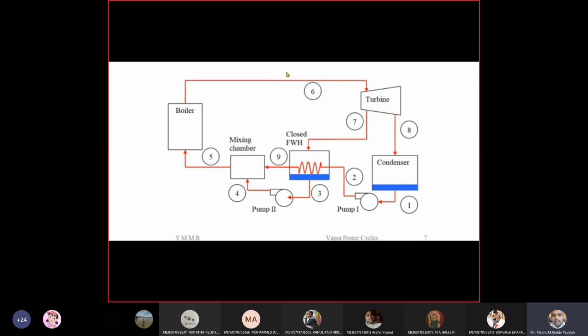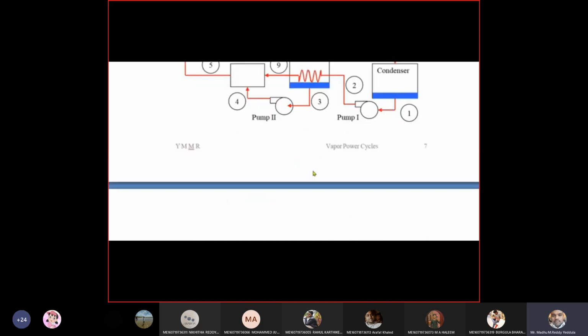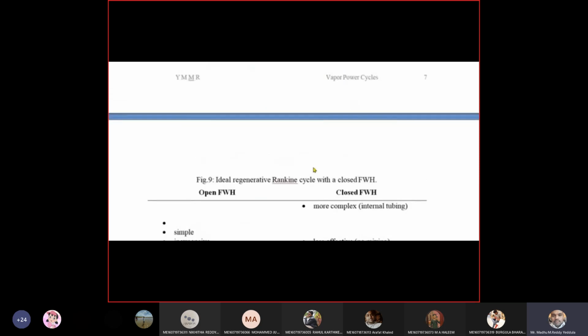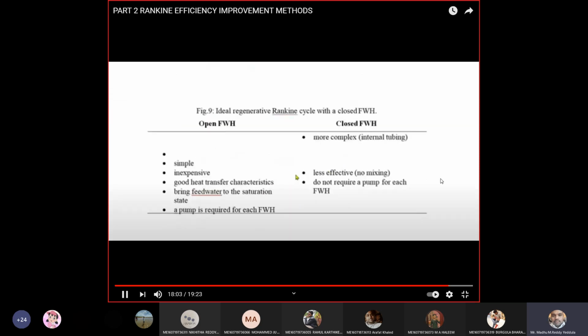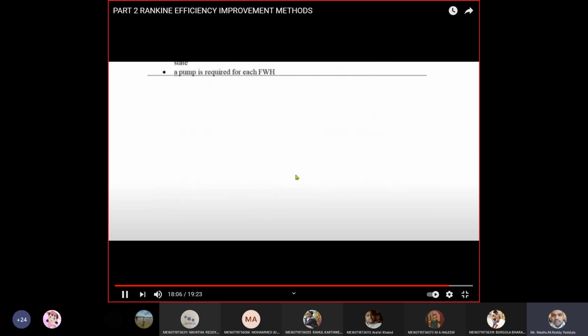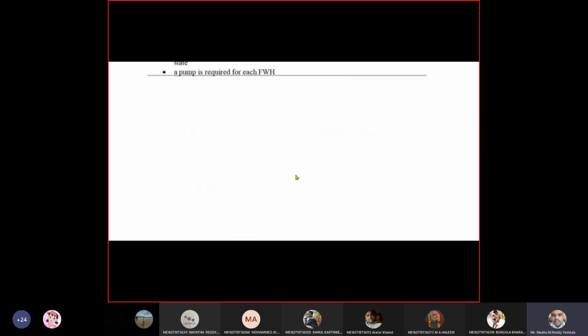The difference between open and closed is, in open type we are mixing steam and feed water directly. In closed type, the water is passing through the tubes, and outside the tubes are exposed to the steam, thereby the heat exchange is taking place. That is about the closed feed water heater. Some differences between open and closed are mentioned here. You can go through that, and with this, according to the syllabus, this topic is over.